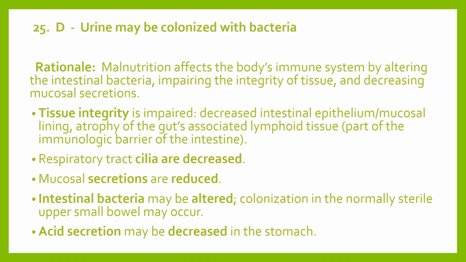Malnutrition affects the body's immune system by altering the intestinal bacteria, impairing the integrity of tissues, and decreasing mucosal secretions. Tissue integrity is impaired: decreased intestinal epithelium, mucosal lining, atrophy of the gut's associated lymphoid tissue, which is part of the immunologic barrier of the intestine. Respiratory tract cilia are decreased, mucosal secretions are reduced, intestinal bacteria may be altered, colonization in the normally sterile upper small bowel may occur, and acid secretions may be decreased in the stomach.